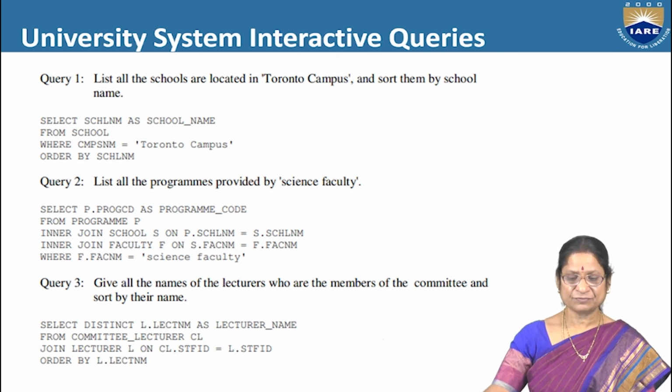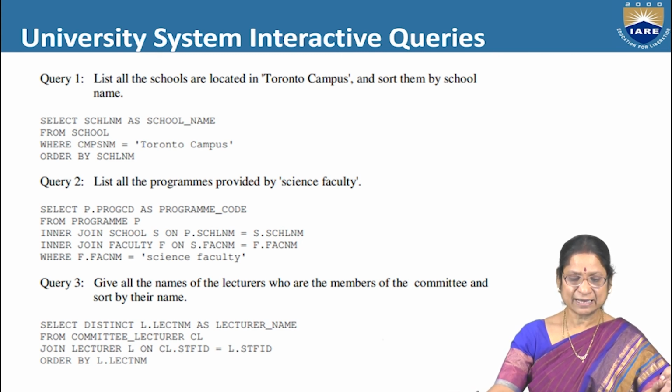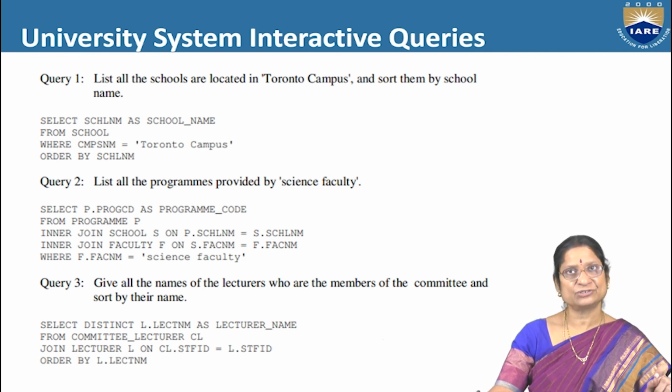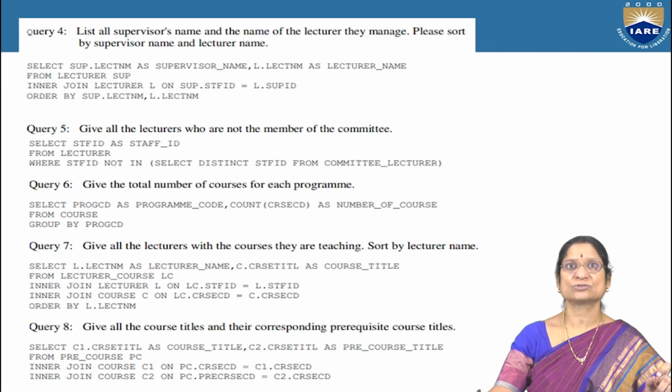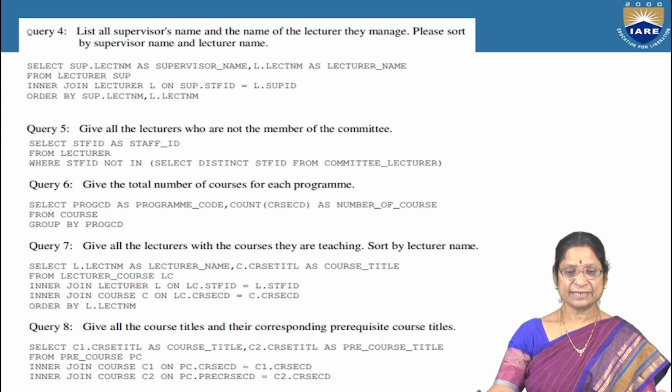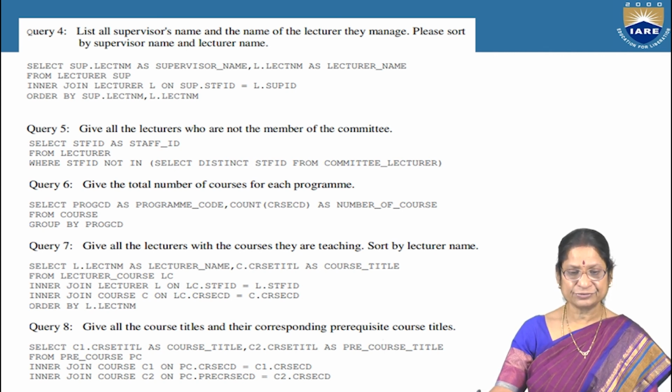Give all names of the lecturers who are members of the committees and sort by their name. Who are members of the committees means select distinct L.lecturer as lecturer name from the committee lecturer relation, CL, and we are joining lecturer and committees so that we will get all lecturer names involved in the committees. Like that, various queries are going to be introduced here.